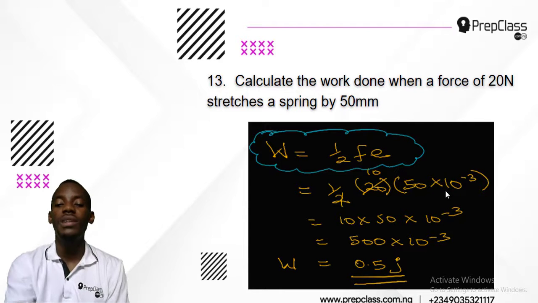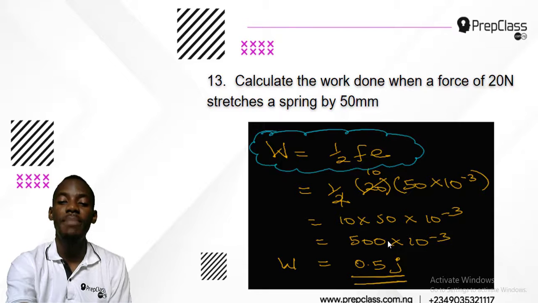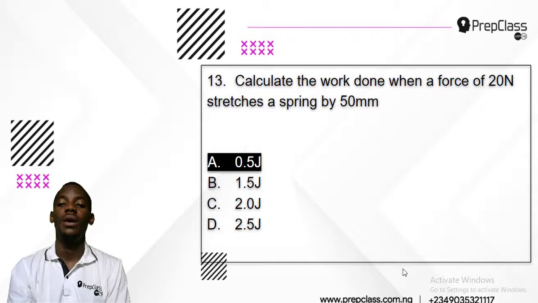Then cut it out. 2 divided 20 is 10. 10 times 50 times 10 to the power minus 3. 10 times 50 is 500 times 10 to the power minus 3. If you punch that on your calculator, you'll be getting 0.5 joule. Or that means you can move 3 times backward: 1, 1, 2, and 3. 0.5 joule is the work done by that spring, and that is the answer.